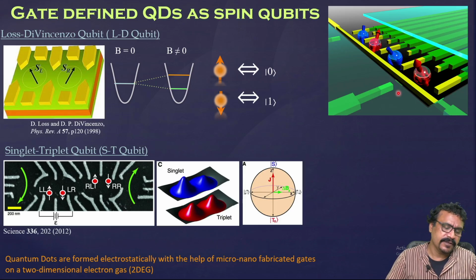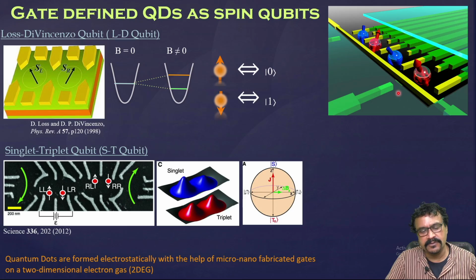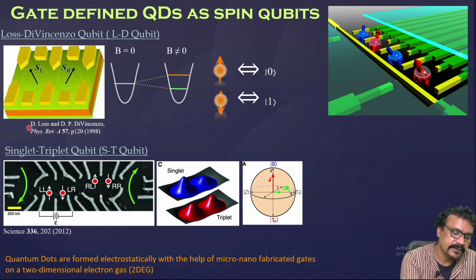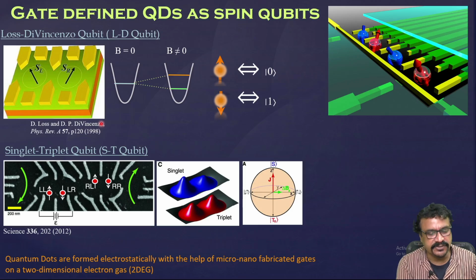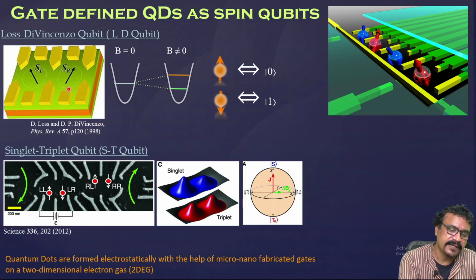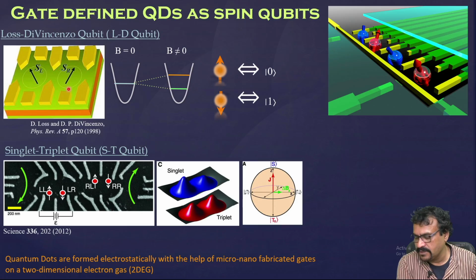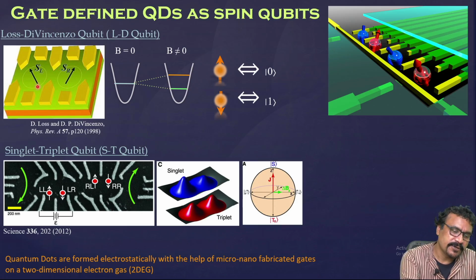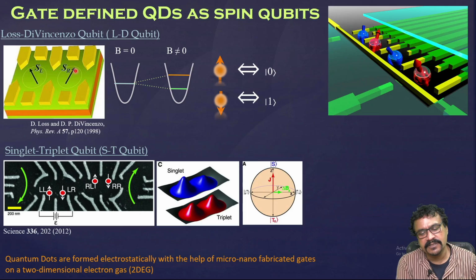So, the main idea, or the seed of the idea, was put forth by Loss and DiVincenzo in the late 90s, where they proposed the electron spin in semiconductor quantum dots. The spin states of electrons can be used to store and manipulate information.